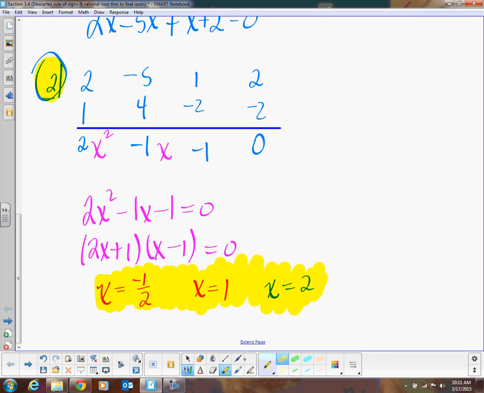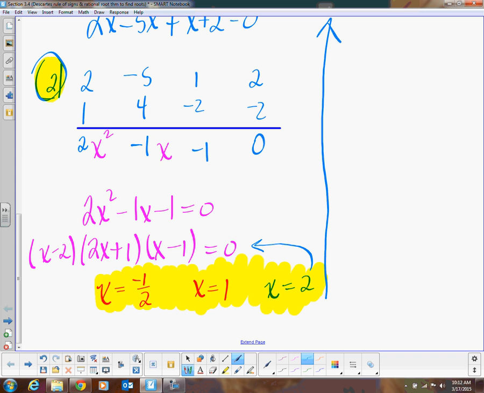Okay. So do you agree that this could have been x minus 2 times 2x plus 1 times x minus 1 to give me these three numbers? So what we're doing today is we're starting here and we're going back up. What do you think? Easy? In other words, you start here, then you have to go to this step, then you have to go to this step, and then you'll have to find an A.